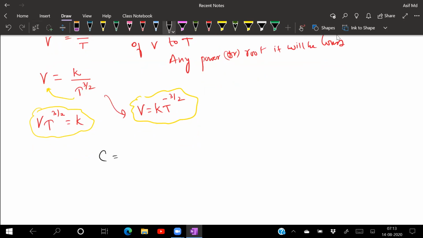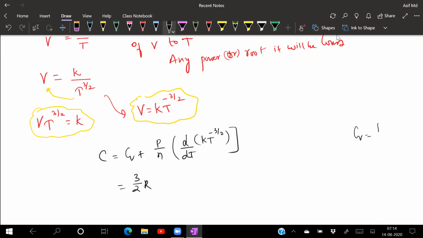C is equal to CV plus P by N into d by dt. In the place of volume, what will I be writing right now here? K T to the power of minus 3 by 2. For a monatomic gas, what is the CV? CV will be 3 by 2. Yes, sir.